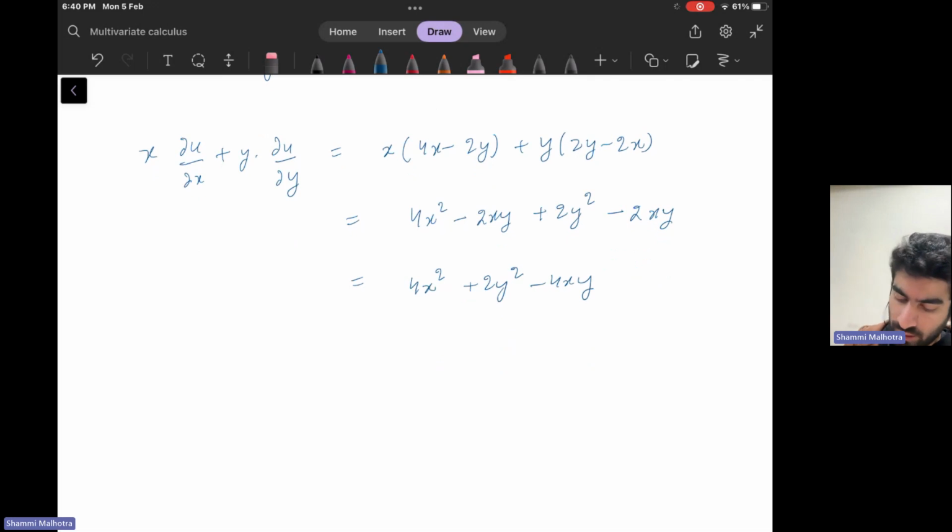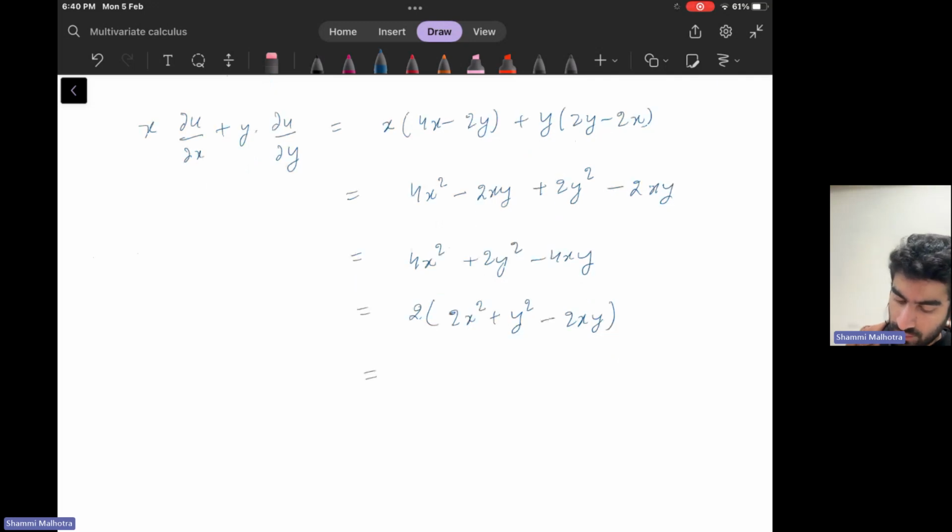Now I can also take a factor of 2 out of this expression. So this will be twice of (2x squared plus y squared minus 2xy). But if I see this expression in the brackets, this is nothing but my function u only. So this is just twice of u. Ultimately this expression turns out to be twice of our original function. I hope that's clear.